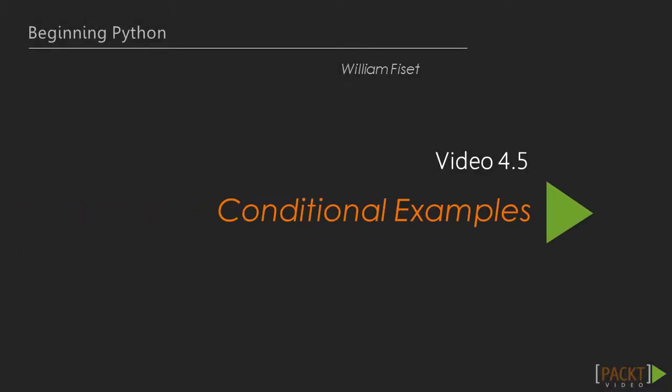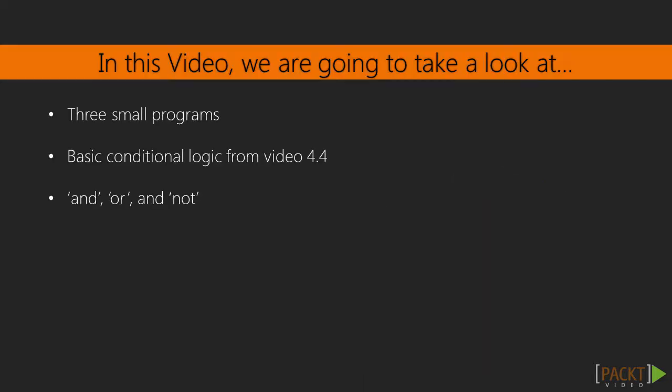Welcome. In the last video, I explained what the and, or, and not keywords were, and in this video, I'm going to show you some examples of how those work in action. In this video, we're going to write 3 small programs that use the logic we learned in video 4.4, those of the and, or, and not keywords. So let's have a look.